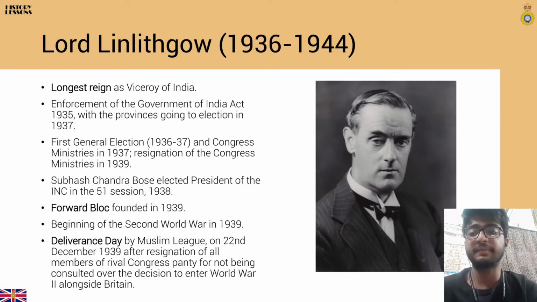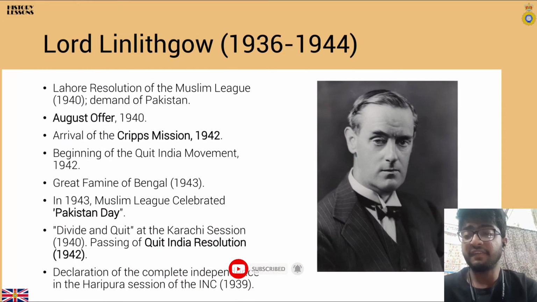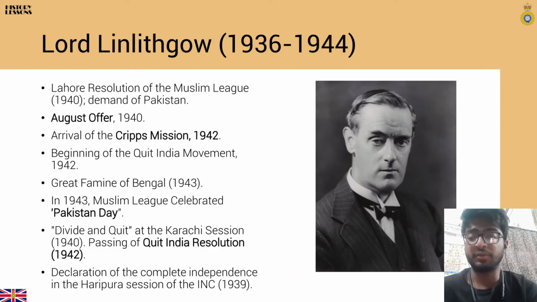Subhash Chandra Bose was elected the president of the INC at the 51st session in 1938. The arrival of the Cripps Mission in 1942. The beginning of the Quit India movement in 1942. The Great Famine of Bengal happened during his reign in 1943. The Karachi session in 1940. The passing of the Quit India resolution in 1942 happened during the reign of Lord Linlithgow. The Lahore resolution of the Muslim League demanded Pakistan during his reign, followed by the August Offer in 1940.